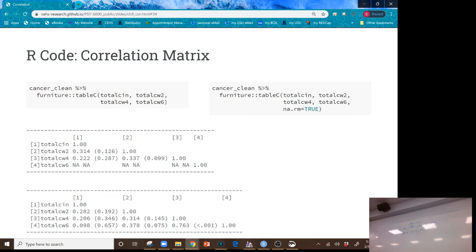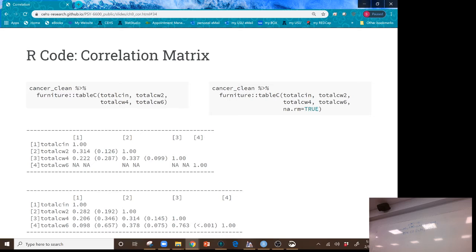By default it does what's called pairwise deletion. No, it's doing listwise deletion in table C. So what do you do if you want it to ignore when it's missing data? Ignore cases with partial data?